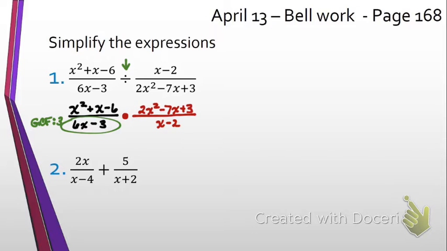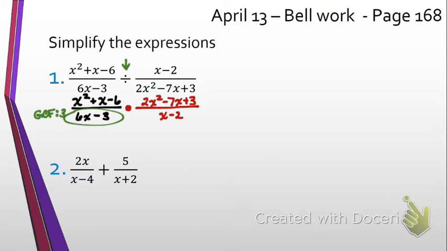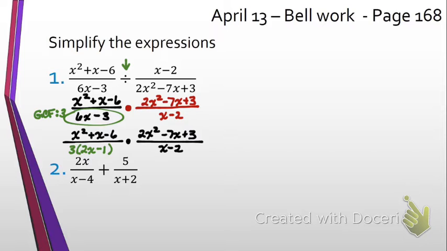Let me scoot all this up just a little bit. Okay. So I have x squared plus x minus 6 over, I'm going to take 3 out. What would I have remaining then? 2x minus 1. This stays multiplication. 2x squared minus 7x plus 3 over x minus 2. All right, we pulled out GCFs. What do I do now?